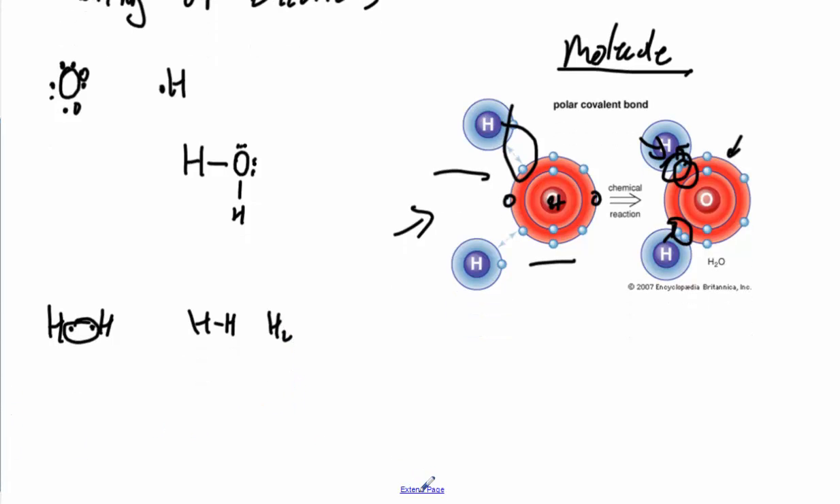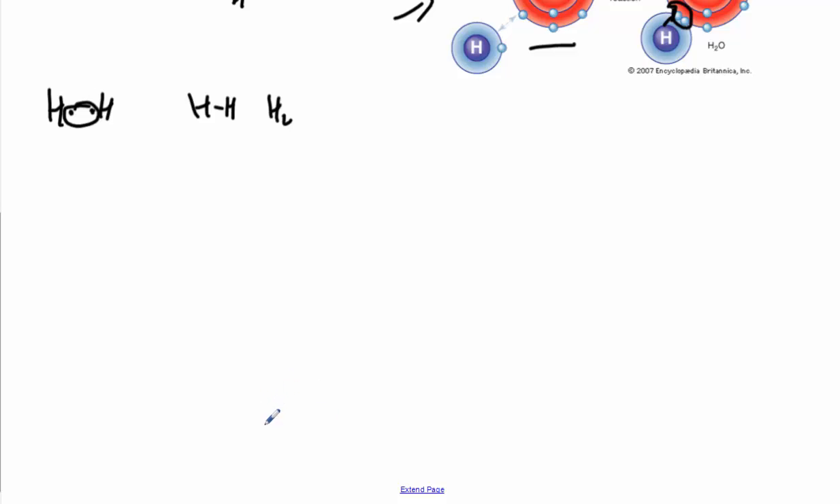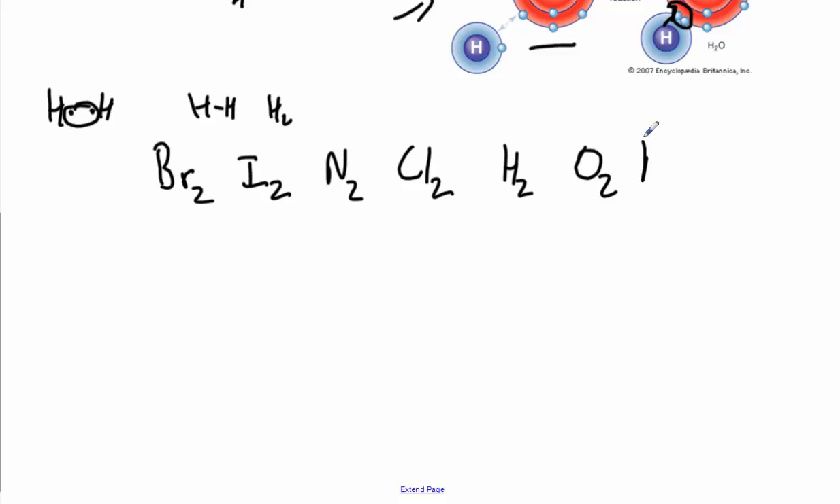Now there are several atoms that only come in pairs in nature. We don't see them by themselves. That's bromine, Br2, iodine, I2, nitrogen, N2, chlorine, Cl2, hydrogen, H2, oxygen, O2, and fluorine, F2. That's Brinkelhoff if you're following along. These are called diatomic molecules, and they come in pairs. You never find them alone.